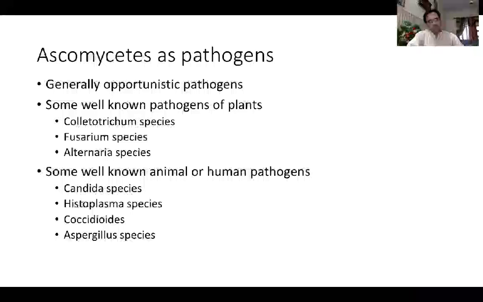Then some well-known pathogens of humans and animals that belong to Ascomycetes are Candida species. Candida species are very common in human beings. They cause candidiasis. Then Histoplasma species are there. They cause histoplasmosis. And then Coccidioides and Aspergillus species. So they cause mycosis in humans and animals. They cause skin problems, allergies, and different kinds of problems and diseases in humans and animals.